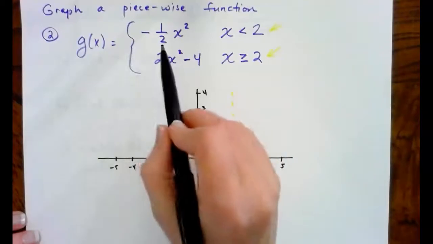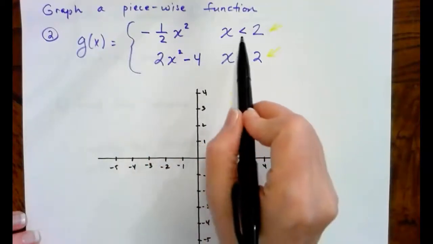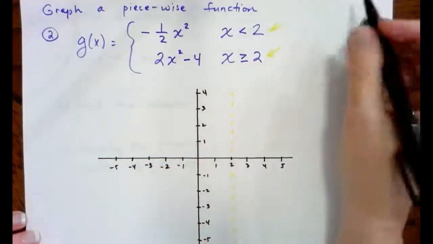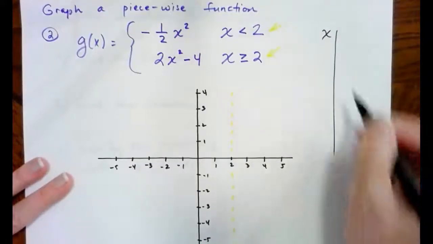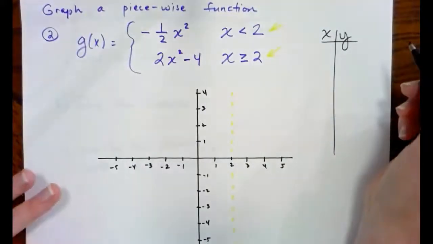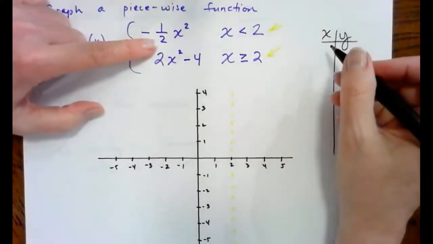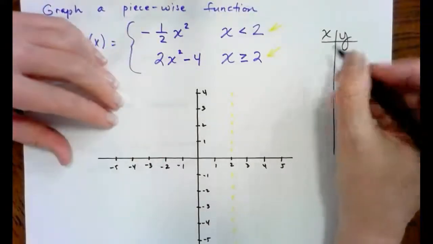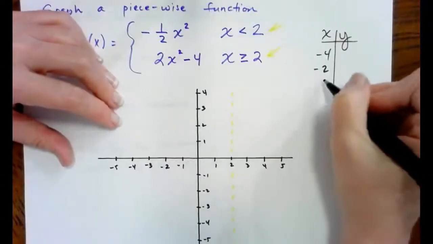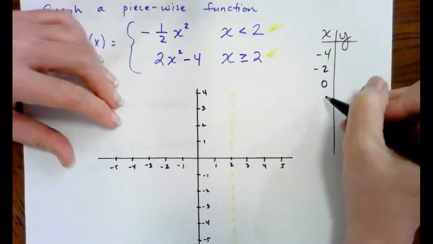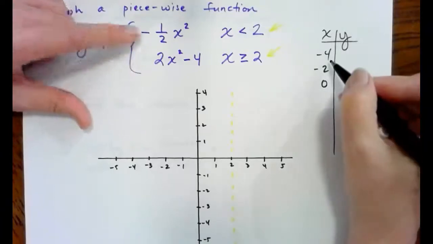So g of x equals -1/2 x squared when x is less than or equal to 2. So let's make a little xy chart so we can get some precise points here. Since we have to multiply by a half, I'm just going to choose some even numbers here. So -4, -2, and 0. And so let's plug those in.